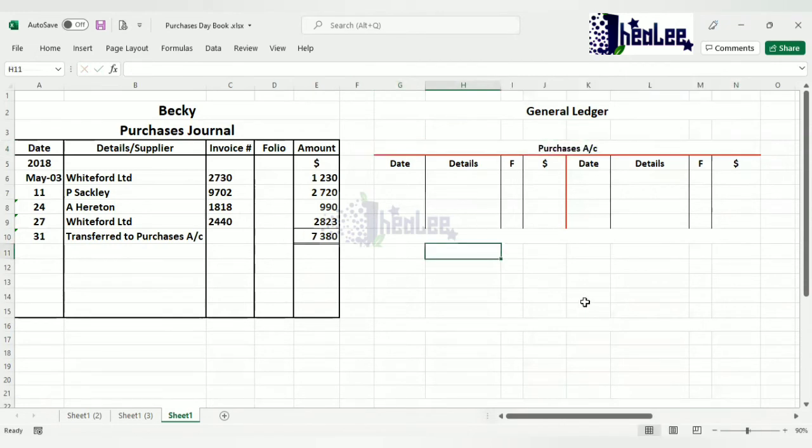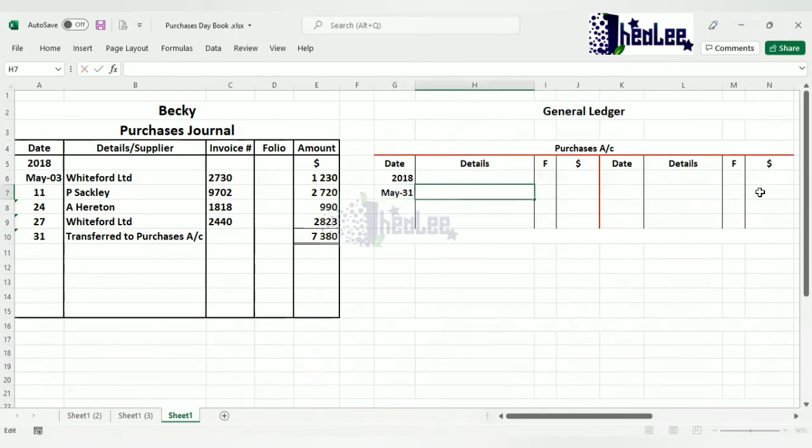Now, earlier we looked at the double entry to complete credit purchases, and we indicated that the purchases account should be debited while your suppliers, your creditors, your accounts payable account is credited. So the purchases account, we're going to debit that. So that's 2018, and it is the end of the month, which is May 31st. And our details is total credit purchases. So that would be the total credit purchases for the month of May. And we are going to pick up the total that is coming from the purchases journal.